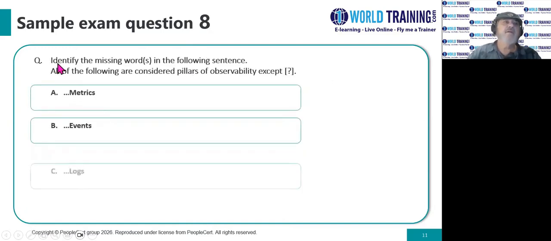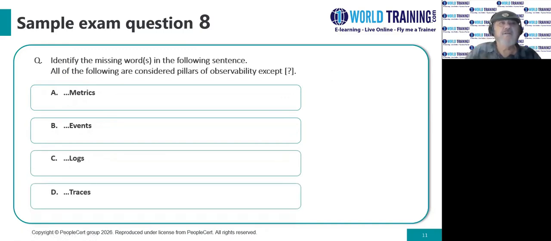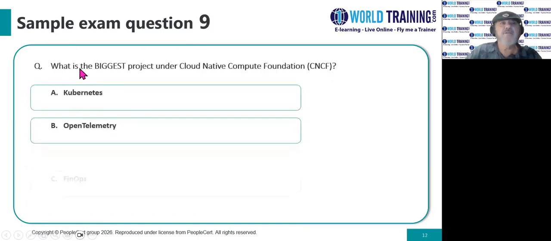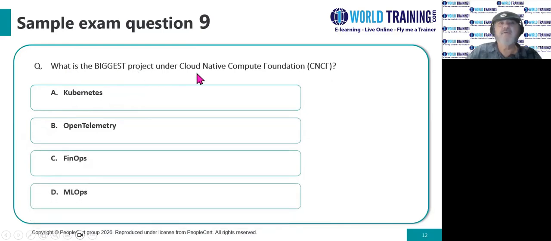Question 8, identify the missing words in the following sentence. All of the following are considered pillars of observability except which? Okay, so you may recall the pillars are metrics, logs, and traces. So events is not really it's related, but it's not a pillar of observability. So B is the best answer, events. Question 9, which is the biggest project under Cloud Native Compute Foundation, CNCF? Okay, you may recall it's Kubernetes, and OpenTelemetry was number 2. So A is the best answer. FinOps and MLOps don't have anything to do with it.